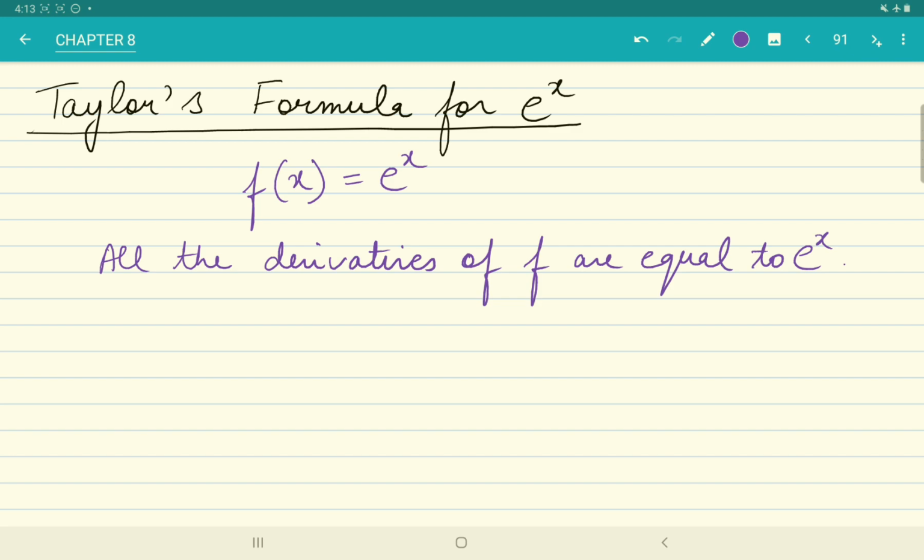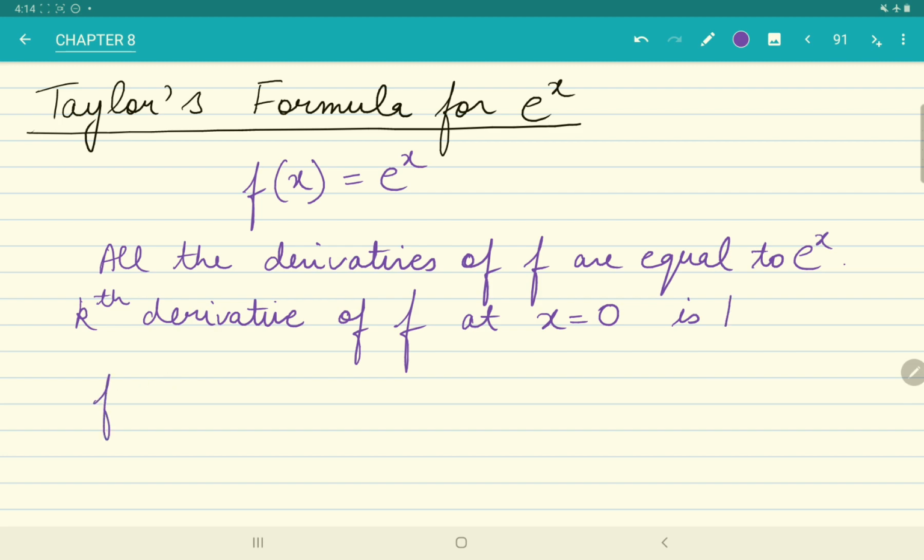So f prime 0 is going to be 1, because f prime 0 is e raised to the power 0, which is 1. F double prime 0 is also 1. F triple prime 0 is also 1. Even the value of the fourth derivative at x is equal to 0 is 1, and so on and so forth. That means I can now say that the kth derivative of f at x is equal to 0 is 1.